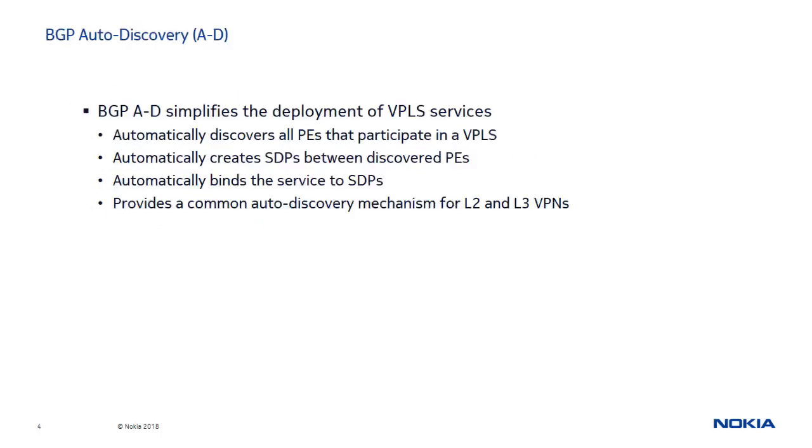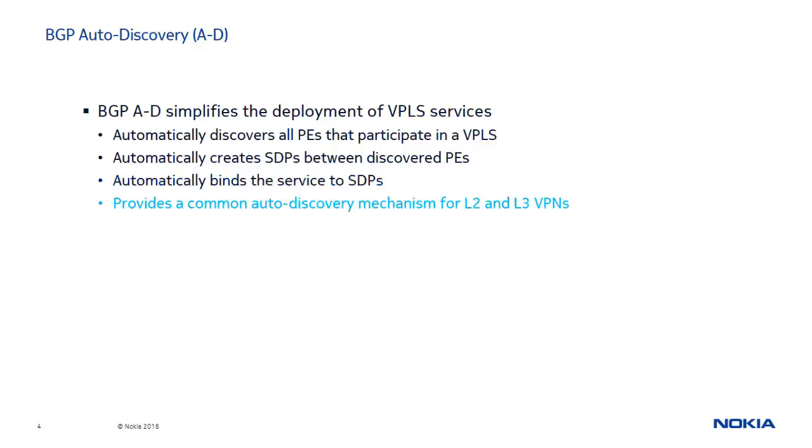BGP AD is intended to simplify the deployment of VPLS services that use TLDP for service labels. It is responsible for auto-discovery, which means finding all PE routers that participate in the VPLS service. In addition, BGP AD allows SDPs to be automatically created between the discovered PEs. It then signals a service label and automatically binds that label to an SDP without explicitly having to configure spoke and/or mesh SDPs for the VPLS service.